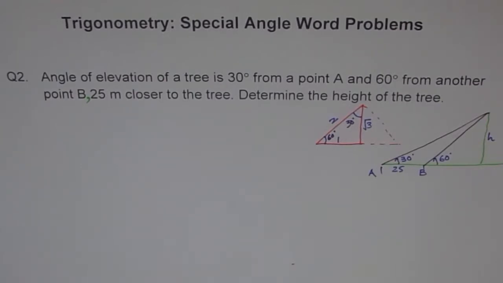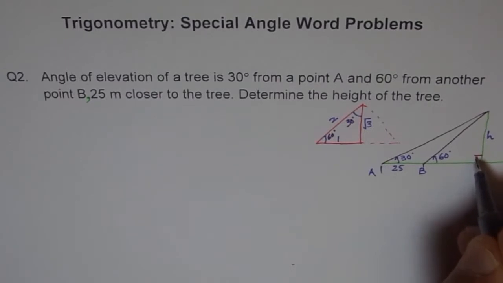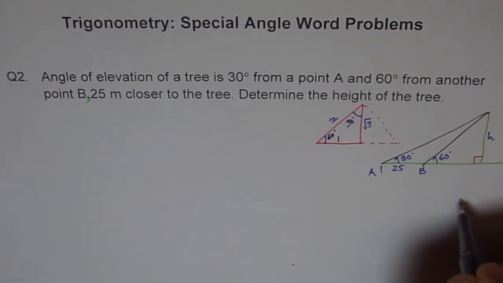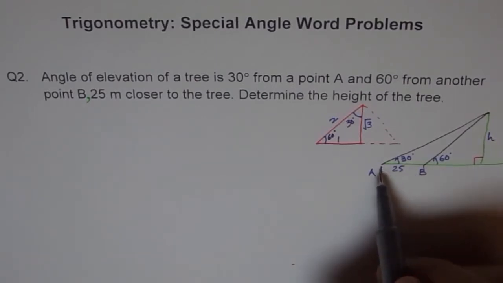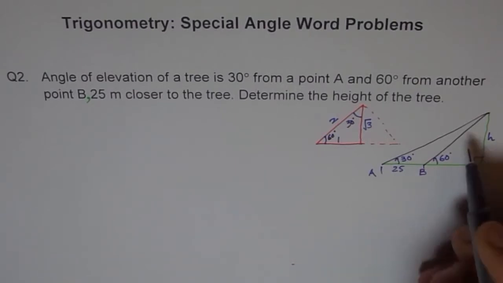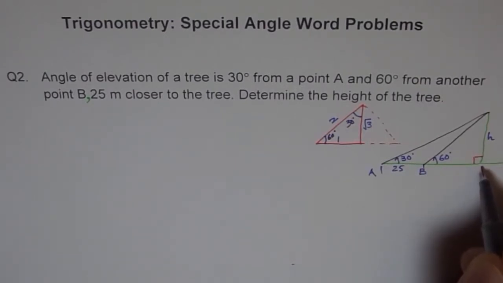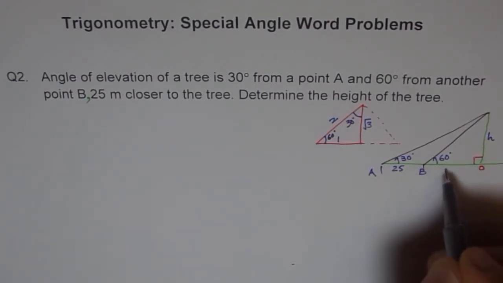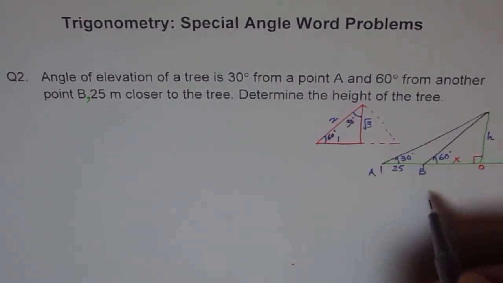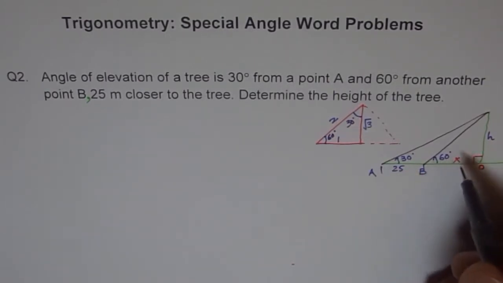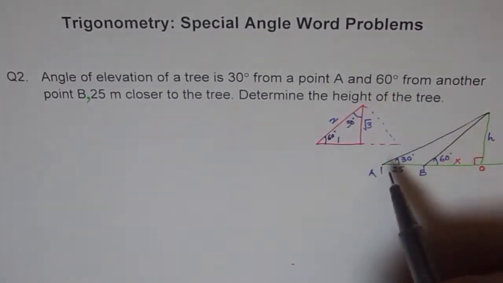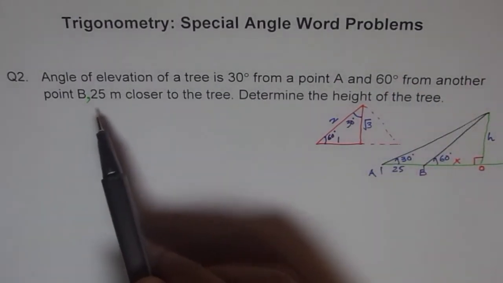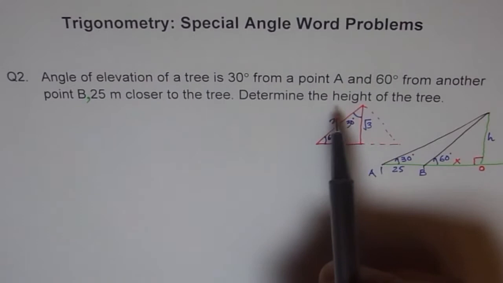Now this tree, we'll assume that this was at a right angle to the ground, correct? Now since we need to find height and we are given something here, 25, we don't know this. Let's assume that from this point O, origin of the tree, let this much be x distance away. Okay, so that is the scene, and you know the angle of elevation of the tree is 30 degrees from point A and 60 degrees from another point B, 25 meters closer to the tree. Determine the height of the tree.